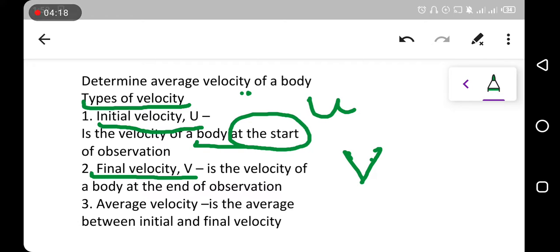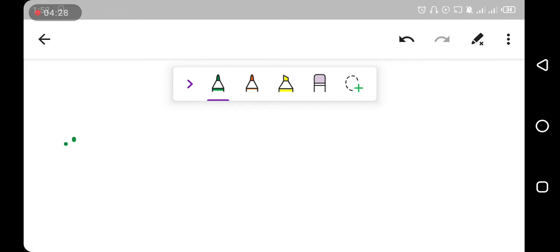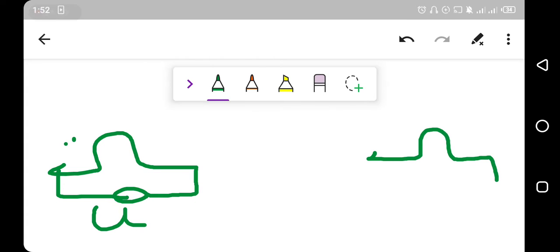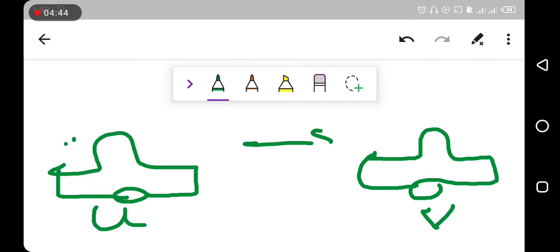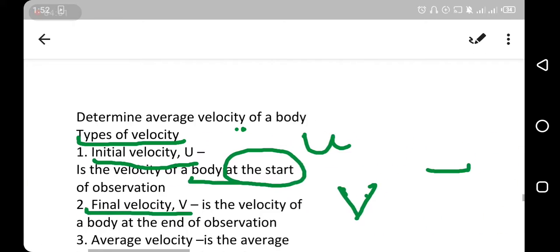Final velocity is the velocity of a body at the end of the observation. For example, we have a car. The car starts with the initial velocity u and ends with the final velocity v. So the initial velocity has symbol u and the final velocity is v.